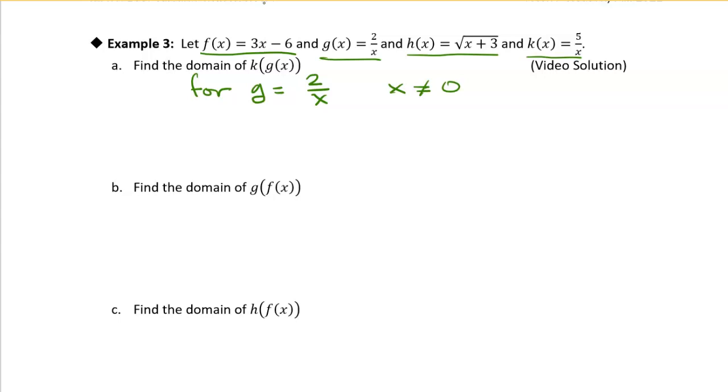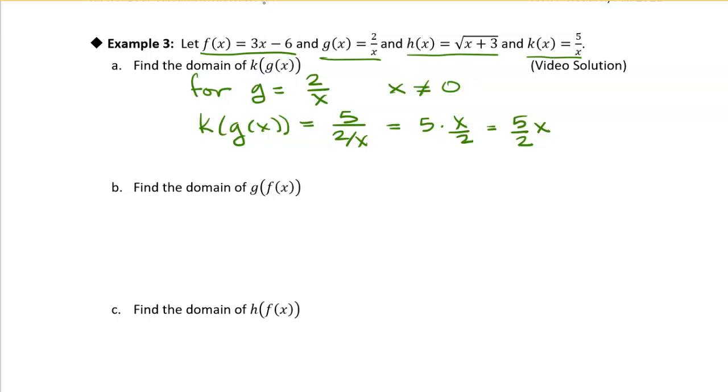Now let's look at k of g of x. We're feeding the g of x function into the k function. The k function is 5 over x, so we have 5 over g of x, which is 2 over x. Let's simplify that. This is just dividing 5 by a fraction, so I take 5 and multiply it by x over 2. We end up with 5 halves x, or 5x over 2. It's the same thing.